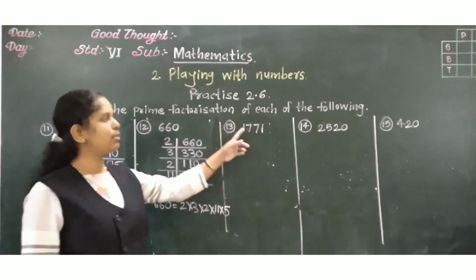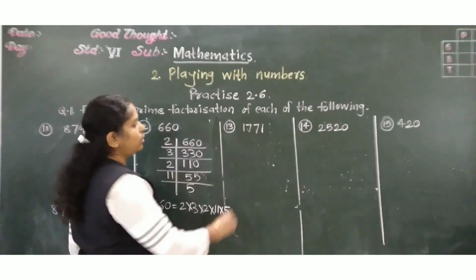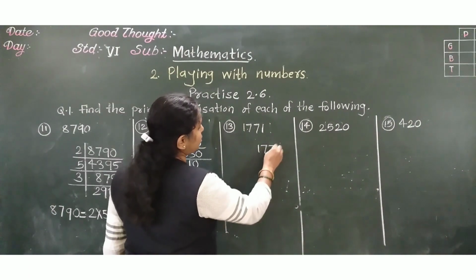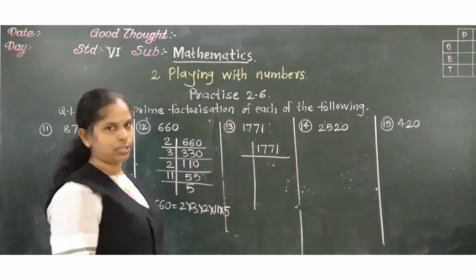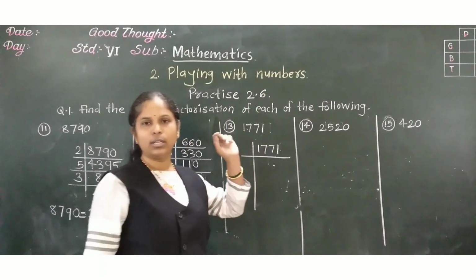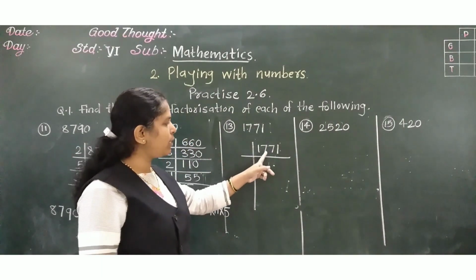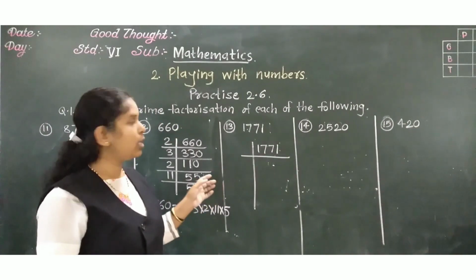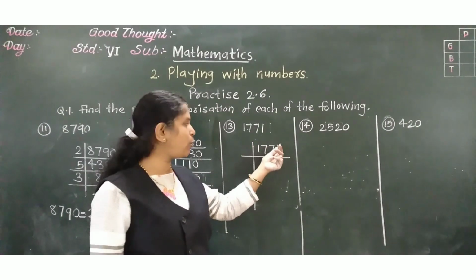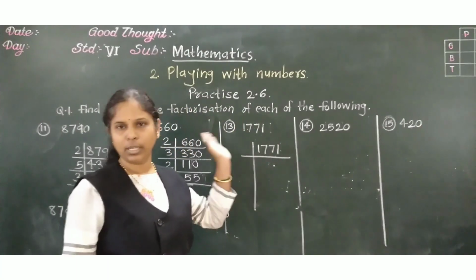Now next is this. We cannot divide it by 2. It is fixed because 1 is there at the units place. Now 1 plus 7 is 8. 8 plus 7 is 15. 15 plus 1 is 16. We cannot divide it by 3. By 5 not at all, because 0 or 5 should be there, but here no.